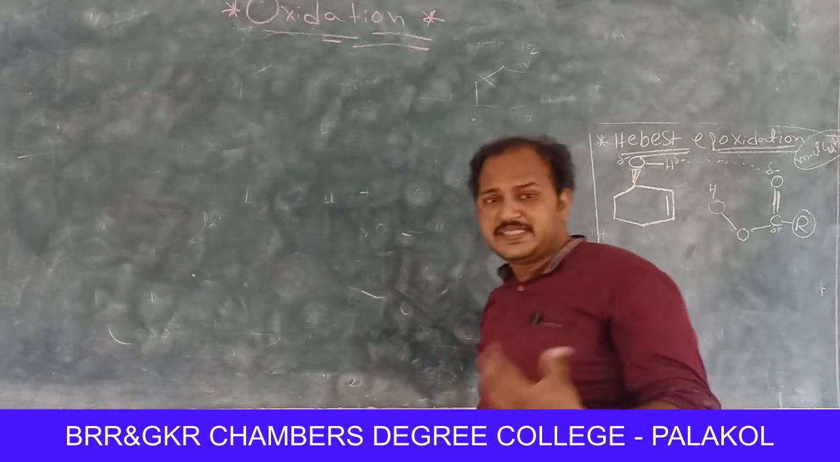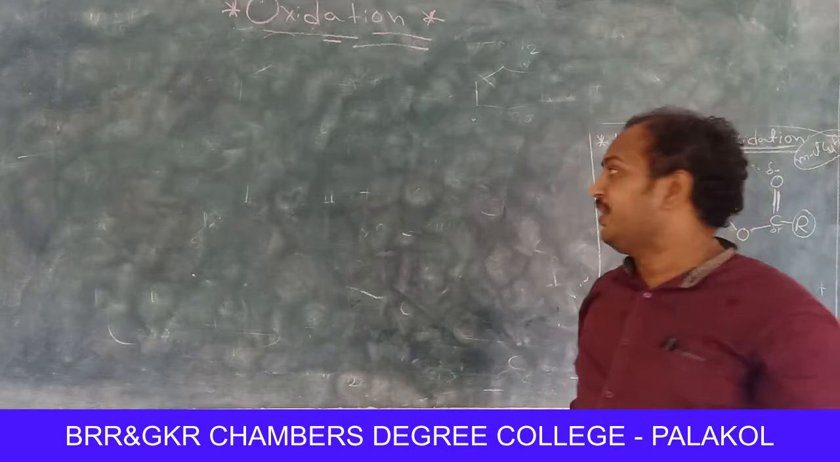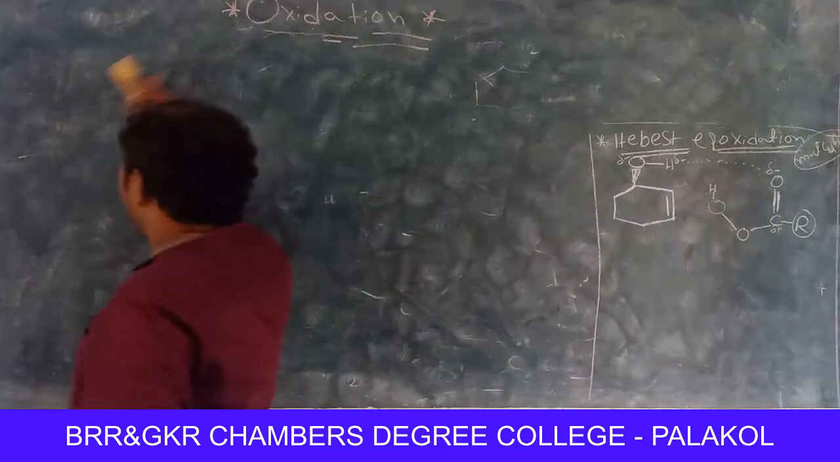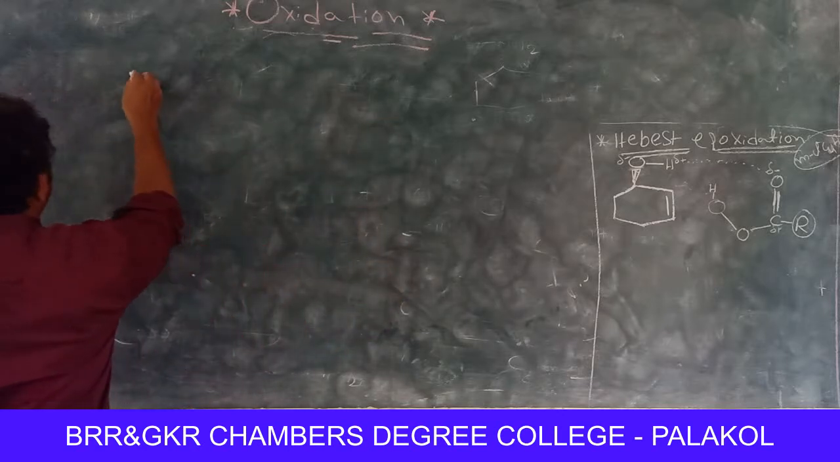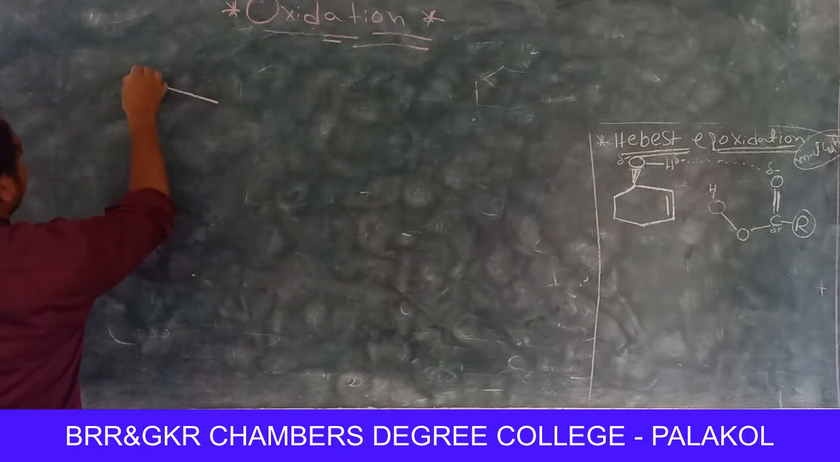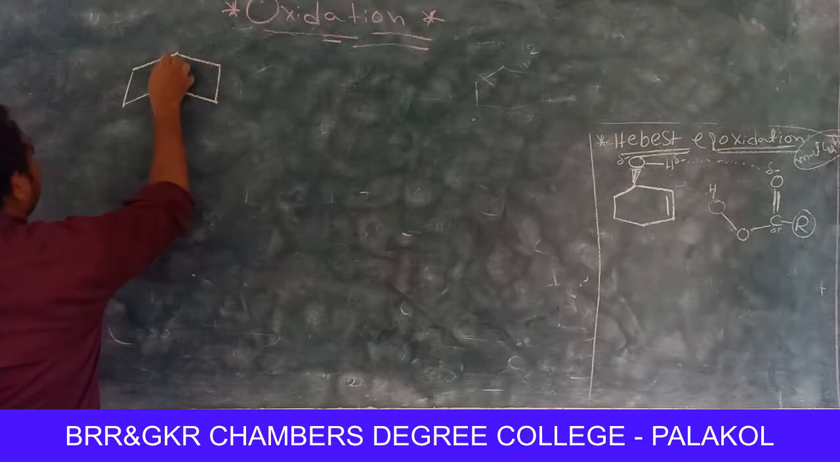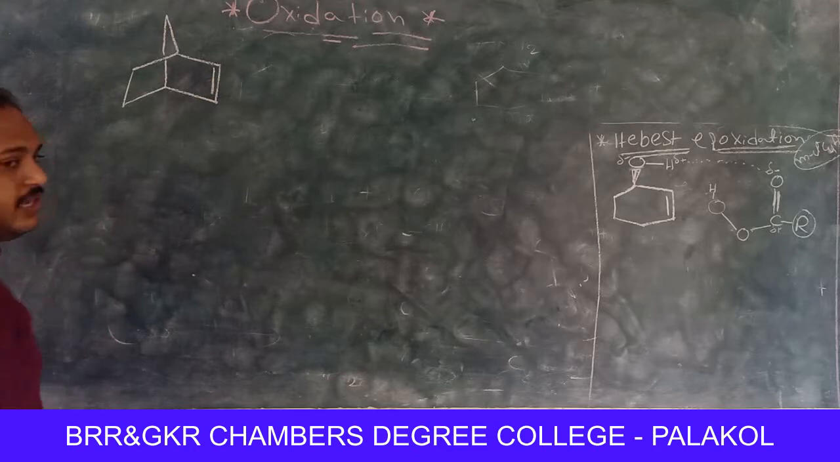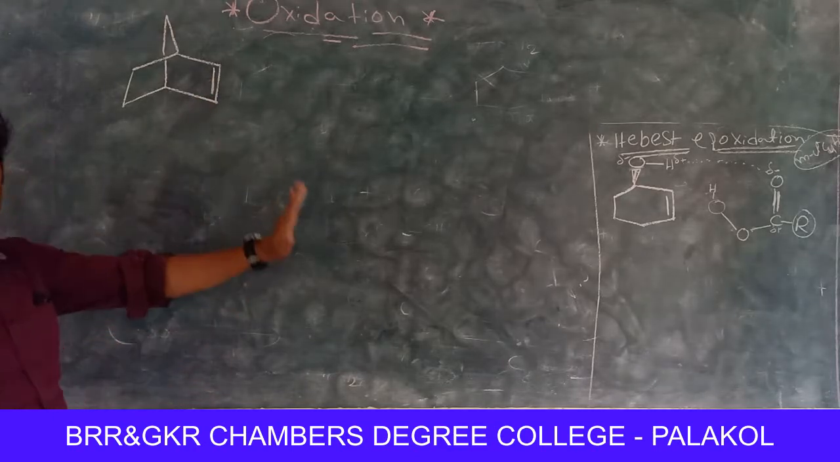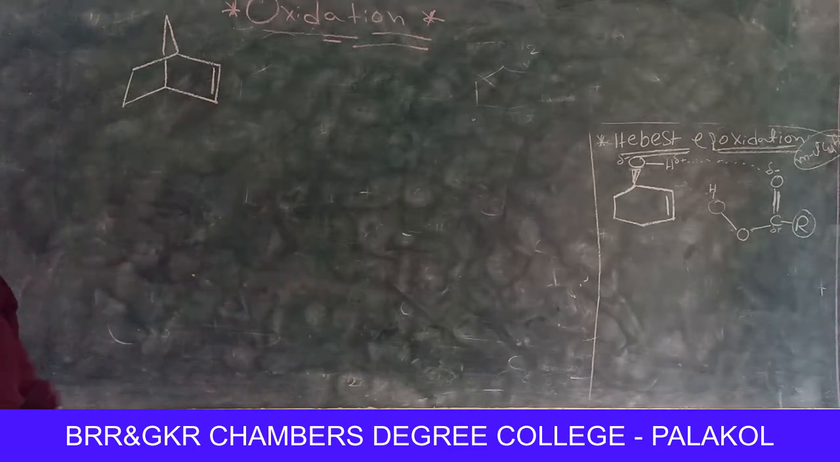What are the best examples of rigid systems? Norbornane, right? Suppose I have taken some rigid system, that is the norbornane structure. Here we cannot say above the plane or below the plane, in stereochemistry.